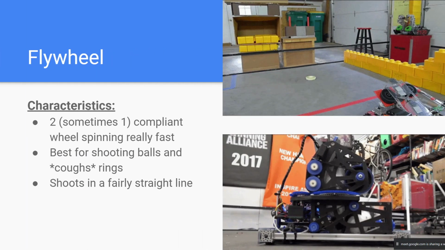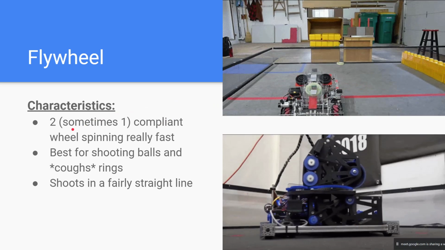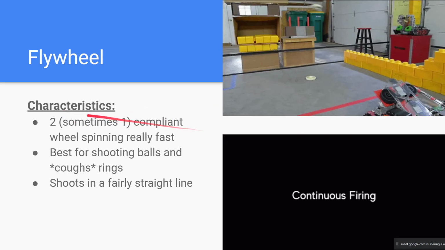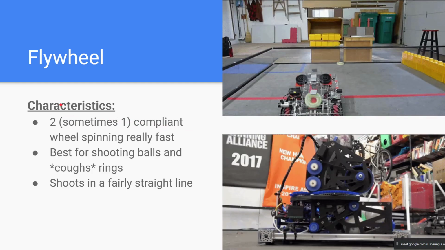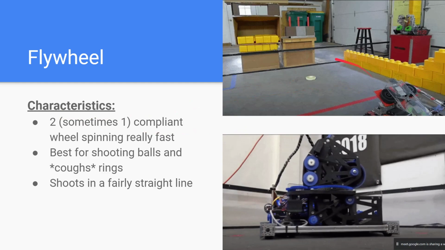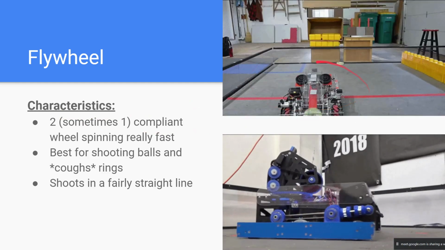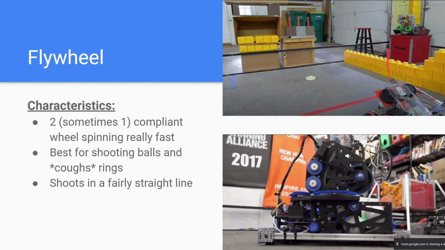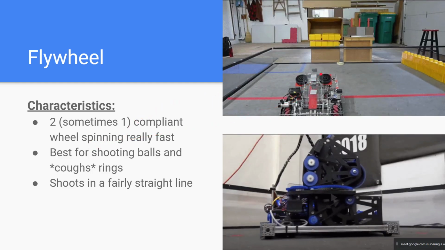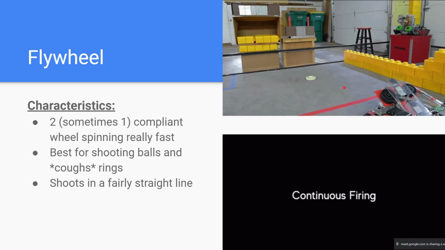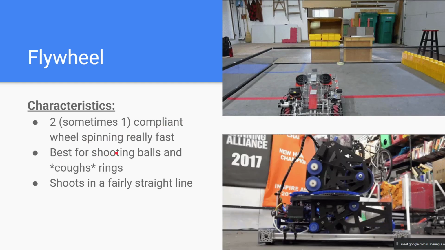So the flywheel, like I said, is very similar to the wheel intake. The only difference is it's spinning really fast and it's outtaking instead of intaking. So if you can see in this GIF, it's like the same idea, right? There's two wheels on the sides and then they're just spinning. This is good for just shooting, literally just shooting any object, usually balls or rings.